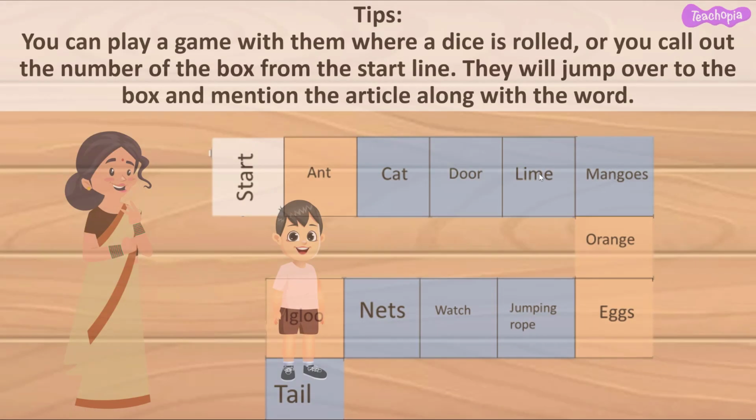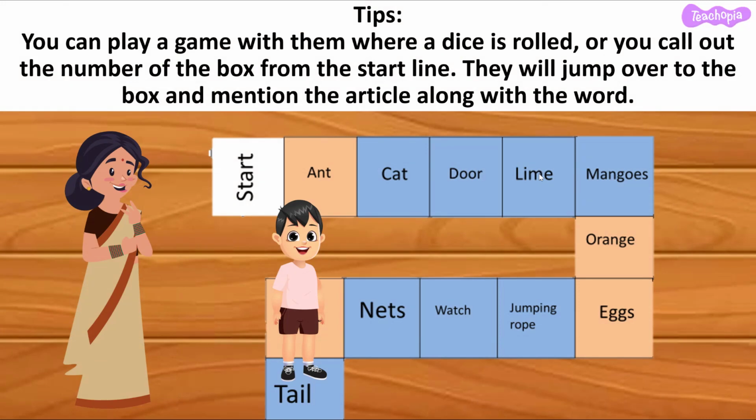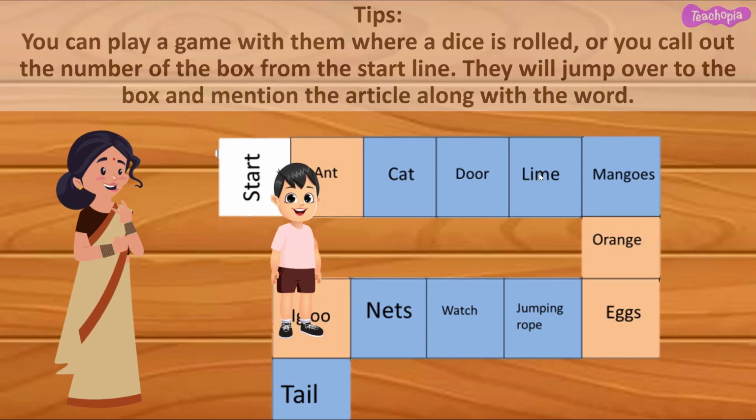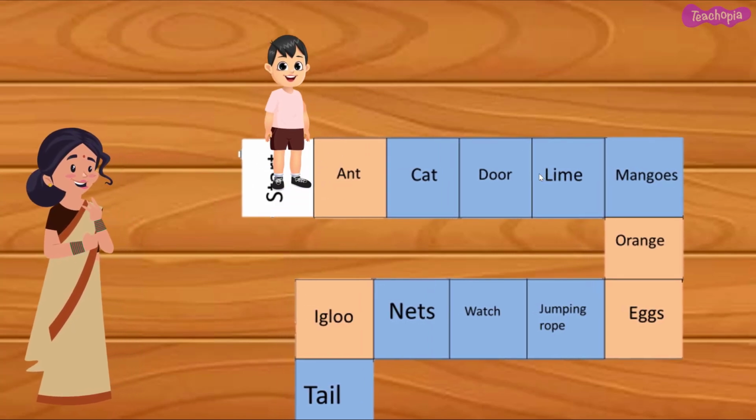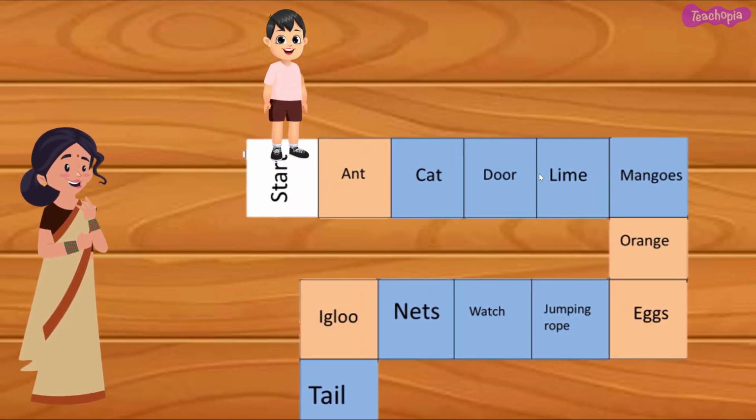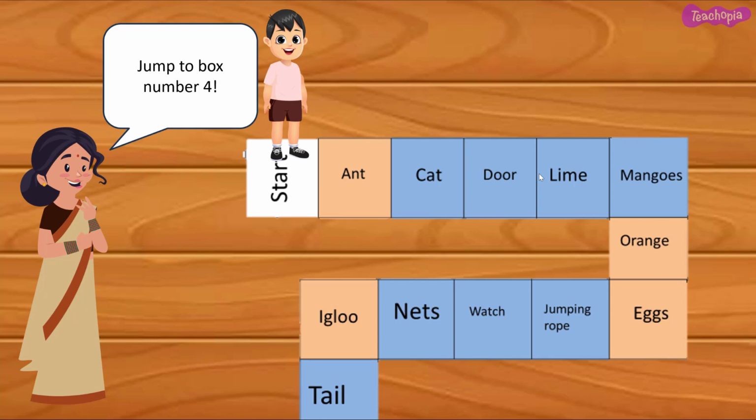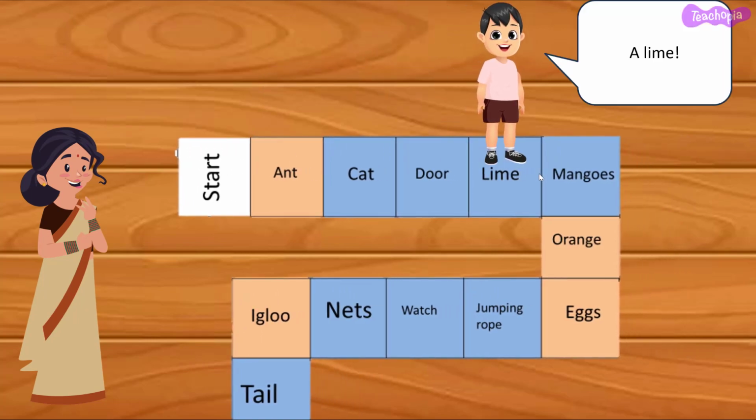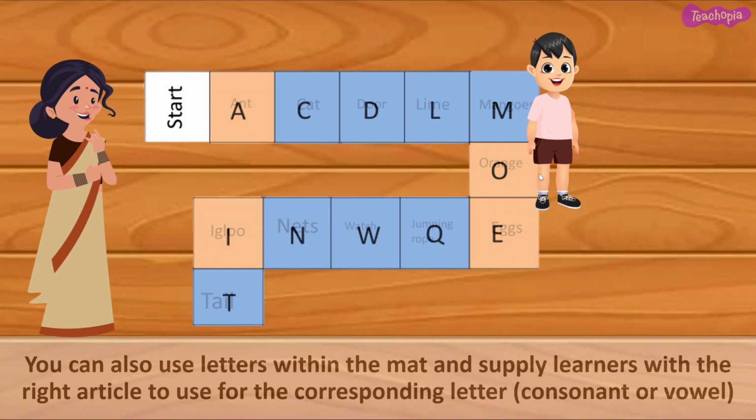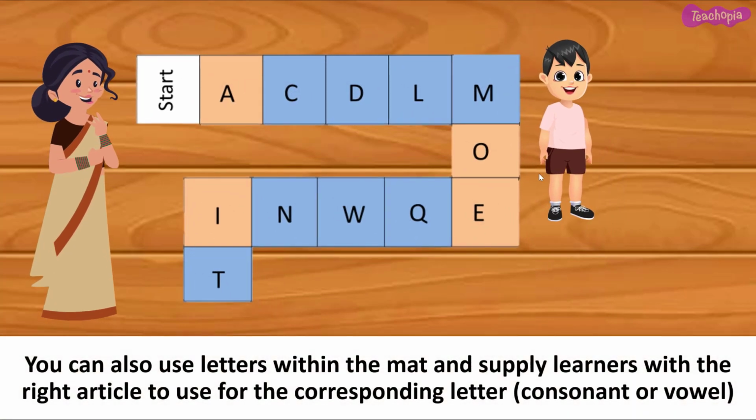Here are a few tips. You can play a game with them where a dice is rolled, or you call out the number of the box from the start line. They will jump over to the box and mention the article along with the word. Jump to box number 4. A lime. You can also use letters within the mat and supply learners with the right article to use for the corresponding letter. It can be either a consonant or a vowel.